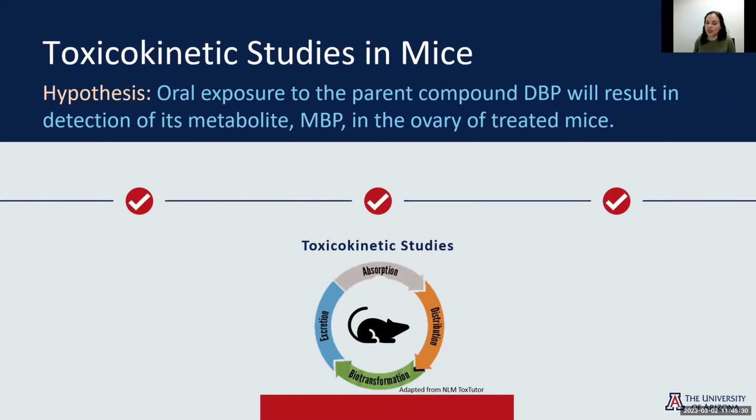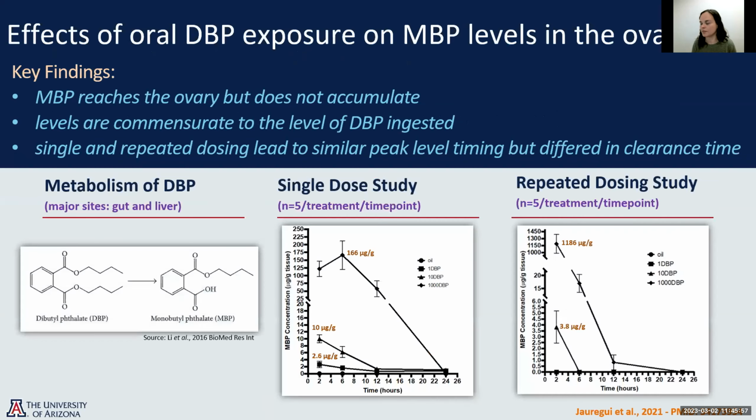The second example here is a toxicokinetic study where we wanted to check, for example, if we treat animals with DBP, which is the phthalate that I've been talking to you about, will we detect metabolites, or part of the breakdown of that compound, in the ovary of mice. So we use whole mice, we gave them DBP, but then we were checking for another compound in their ovary.